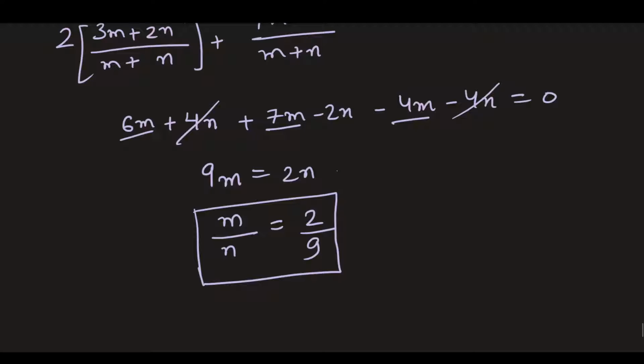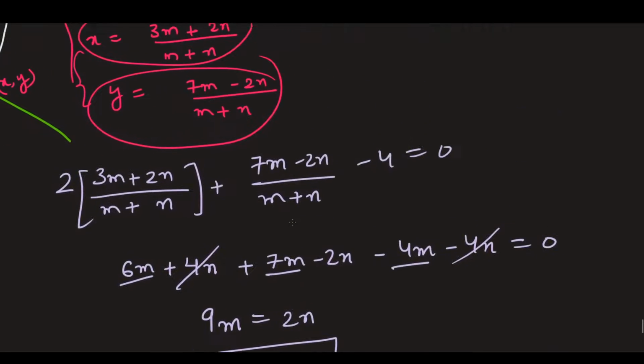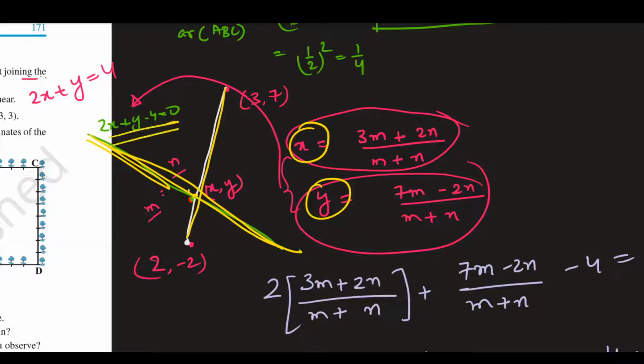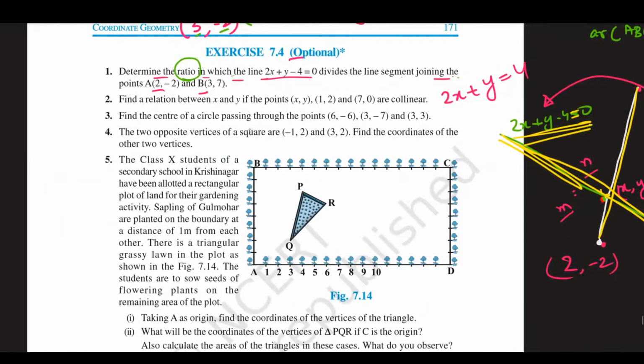Now we have solved the question, but why have we done this? We have done this because this point x comma y lies on this line as well as this line. If this coordinate lies on the line 2x plus y minus 4 is equal to 0, it should satisfy this equation, which means that if we put x comma y in it, it will come out to 0. This is a great question and you should be thorough with it.